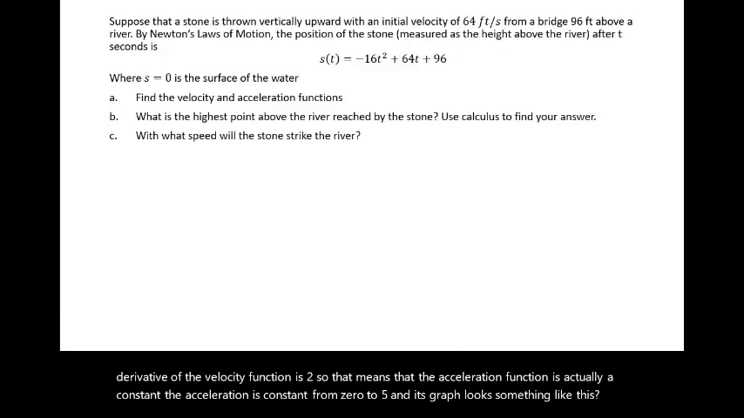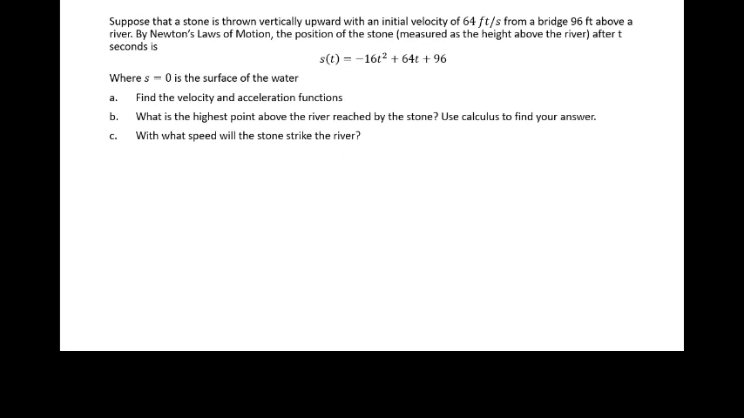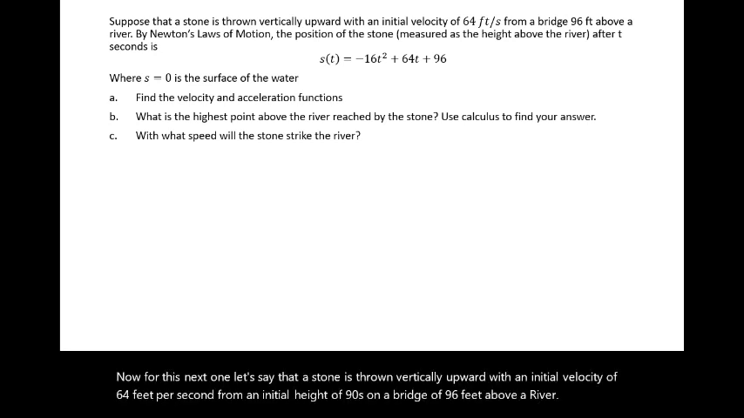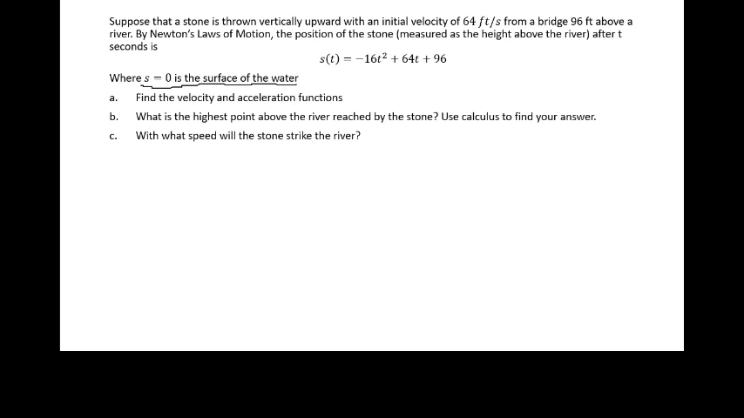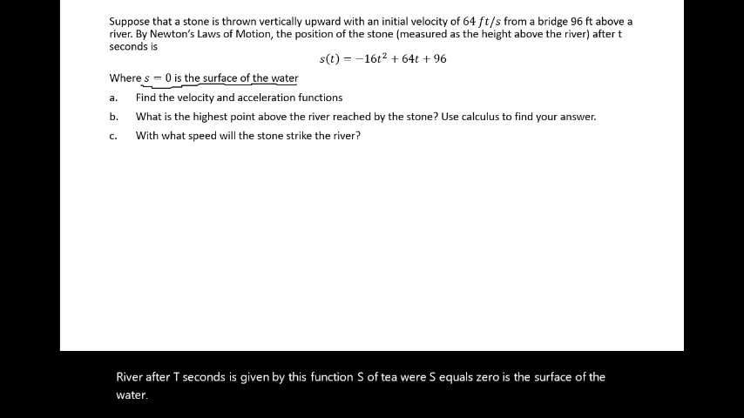Now for this next one, let's say that a stone is thrown vertically upward with an initial velocity of 64 feet per second from an initial height of 90 on a bridge of 96 feet above a river. By Newton's law of motion, the position function, which is measured in the height above the river after t seconds, is given by this function s of t, where s equals 0 is the surface of the water. So then, for part A, we're going to find the acceleration and velocity functions.